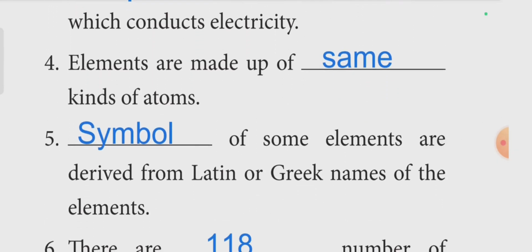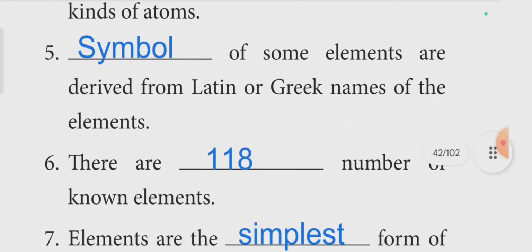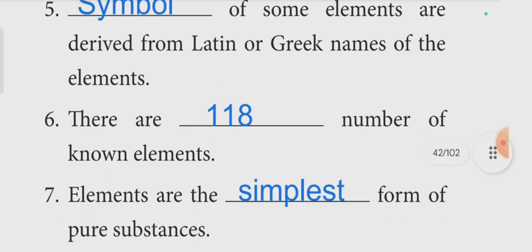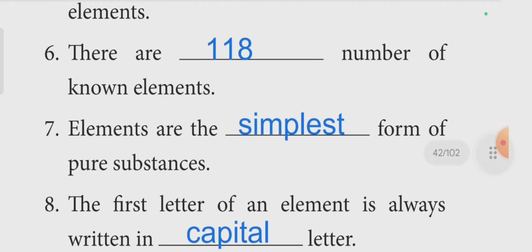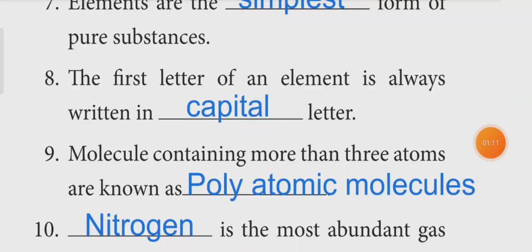Elements are made up of same kinds of atoms. Symbols of some elements are derived from Latin or Greek names of the elements. There are 118 known elements. Elements are the simplest form of pure substances. The first letter of an element symbol is always written in capital letter.